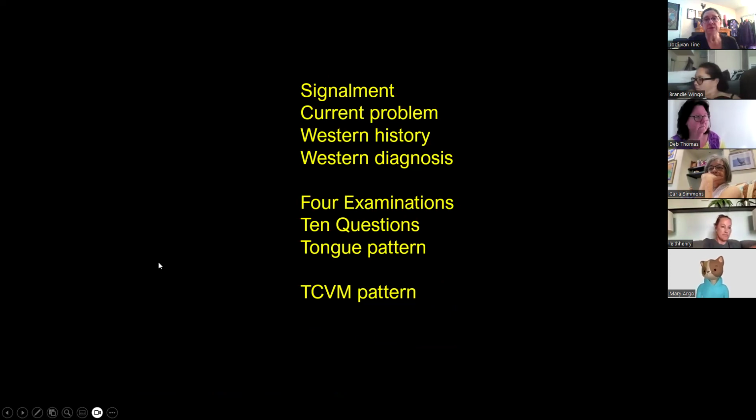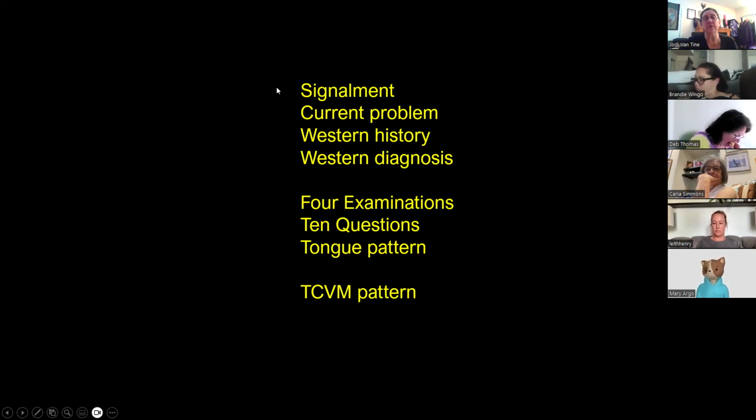So what we're going to do tonight is we're going to take all of that and flesh it out a little bit, and we're going to add some Western or conventional information into our patient analysis. So we start with the signalment, and this is a pretty straightforward outline that we use a lot in the College of Integrative Veterinary Therapies in presenting our cases.